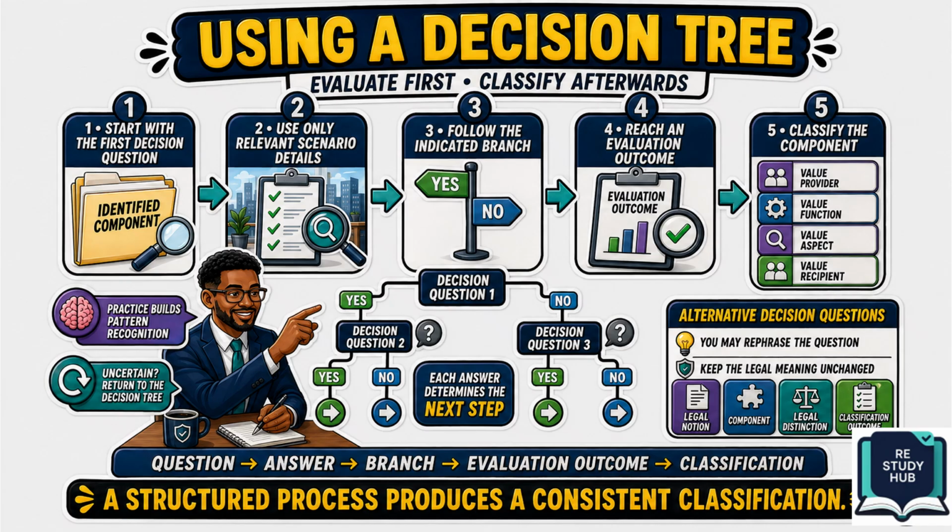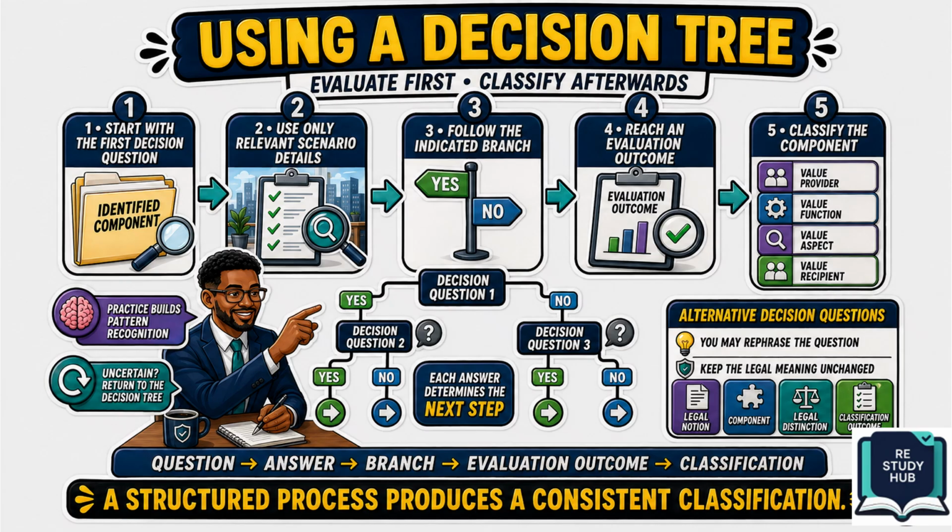Remember that evaluation and classification are separate stages. During evaluation, you use the decision question to establish the legal nature of the identified component. You classify the component only after the decision tree has produced the relevant evaluation outcome. This is an important skill for the regulatory exam because you must be able to analyze a value scenario, evaluate its components, and assign each component to the correct legal category.